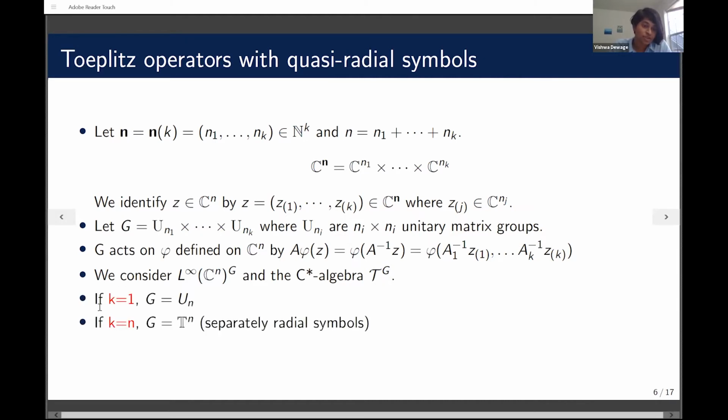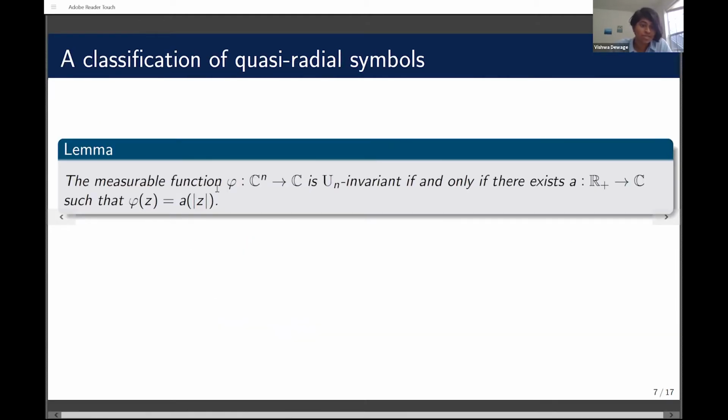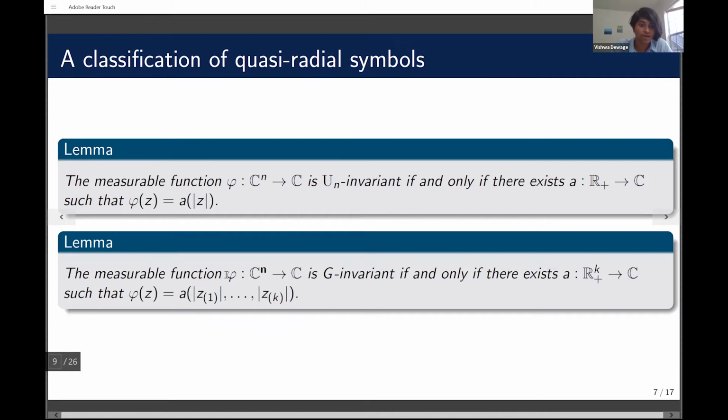Now, in this setup, we get two special cases. If we set k is equal to 1, we get the group U(n). And if we set k is equal to n, then this is just a k-tuple of ones. So we get separately radial symbols where the group is just T^n. Now, this is a well-known fact: a function is U(n) invariant if and only if it depends only on the length of c. Likewise, in our case, a function is G invariant if and only if it depends on the length of the corresponding components.